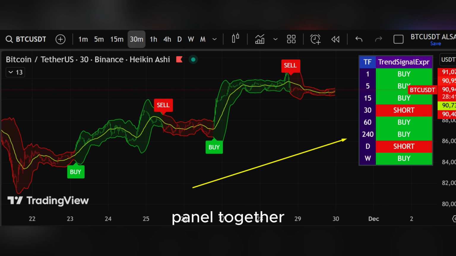We created this panel together specifically for you. A completely custom system. It is visually clean and easy to read while being fully functional in real time. Whether you are scalping or swing trading, you always have the trend direction of every time frame right at your fingertips, giving you a significant advantage.